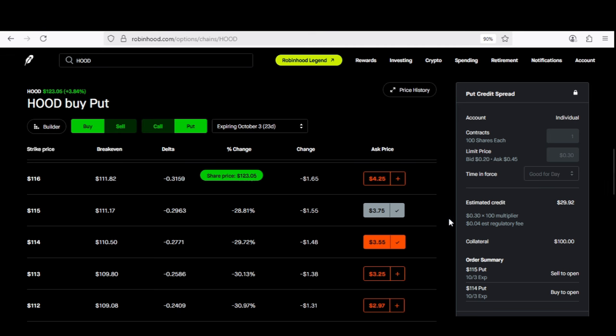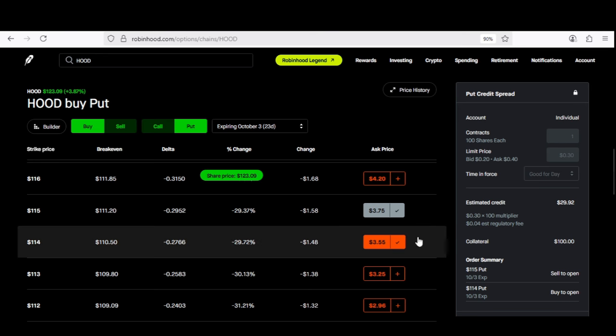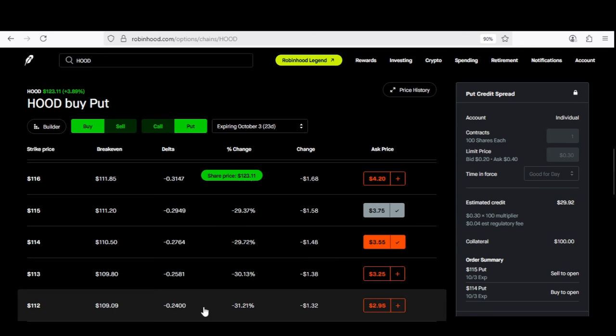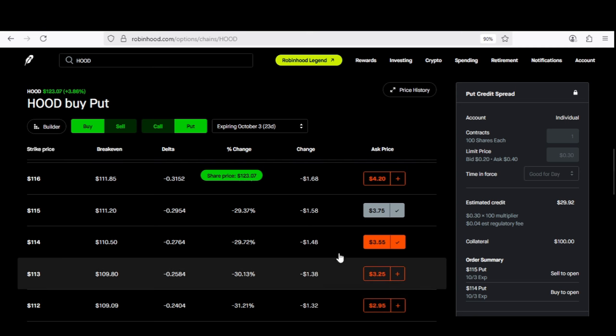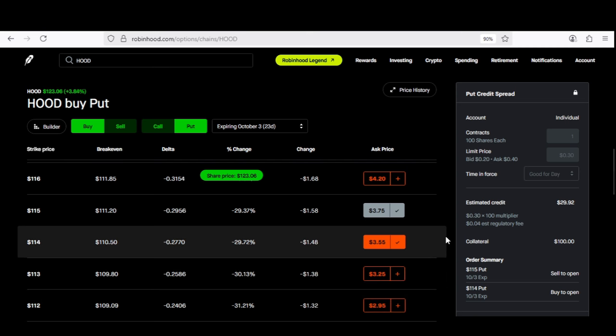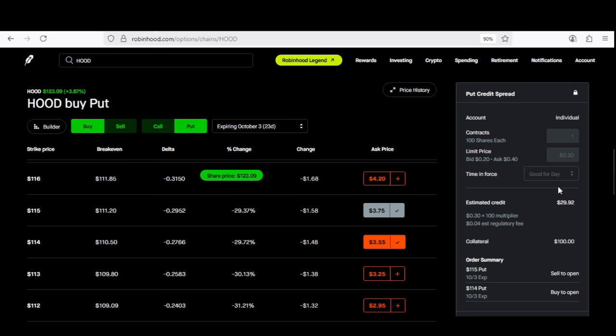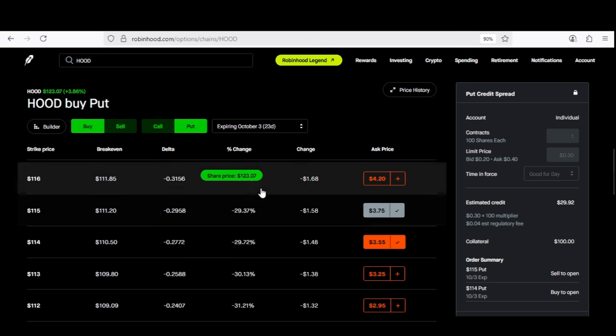Now, for those of you that are risk averse, what you can do in order to minimize your risk is go lower and choose strike prices a lot lower than what I have chosen. And for those of you that are risk tolerant, if you want to make even more premium, then feel free to go to higher strike prices, which are closer to the actual share price.